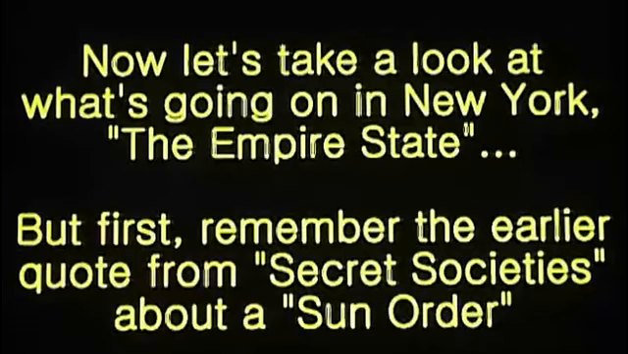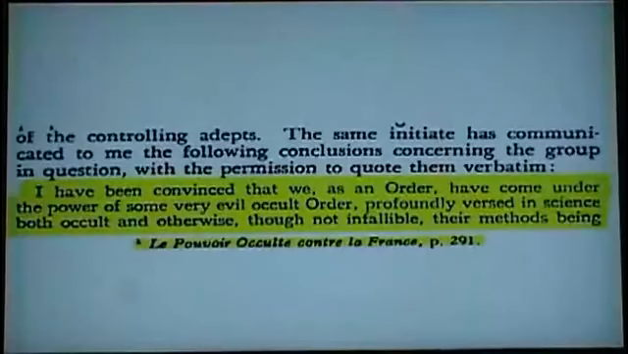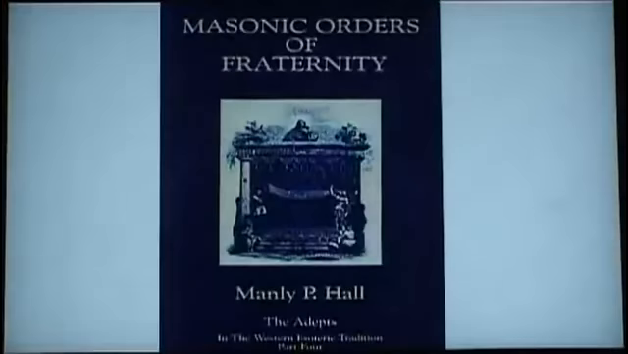But first, remember the earlier quote in Secret Societies about a sun order. Nestor Webster talked about it. The lady said, I have been convinced that we as an order have come under the power of some very evil occult order, profoundly versed in science, both occult and otherwise, though not infallible, their methods being black magic. And then she concludes by saying, we are convinced that the order, this is Stella Matutina, or the Order of Golden Dawn, is being controlled by some sun order after the nature of the Illuminati, if not by that order itself.